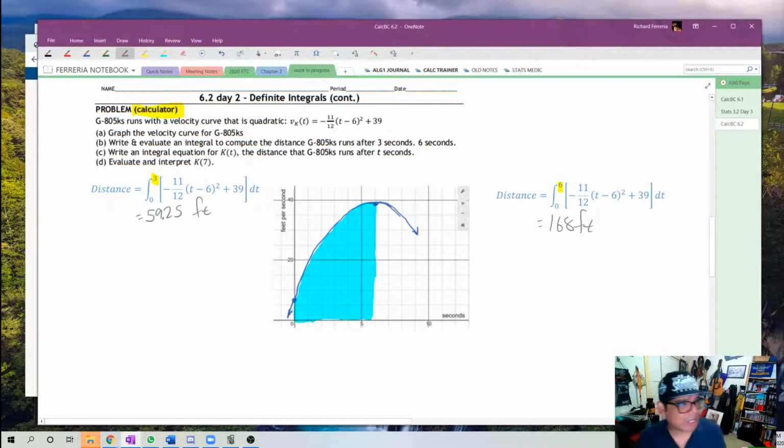Part C says to write an integral expression for K(t), the distance that G805KS runs after t seconds. So K(t) is going to be an integral from 0 to t of, and I'm going to copy down that, 11 over 12 negative. Now I can't use a t here, so I'm going to switch it to an x.